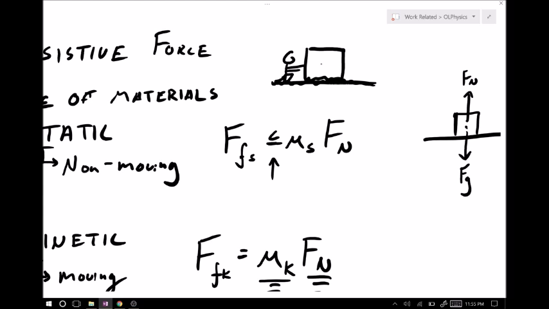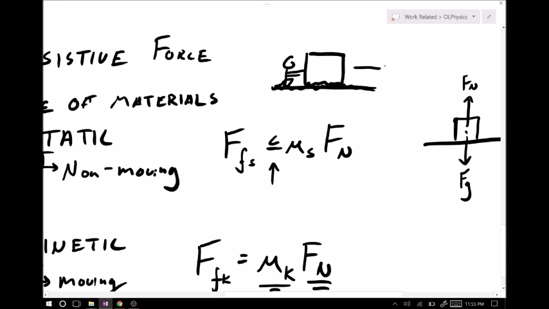But the thing is, the static force has a limit to how high it can go. Once we break that limit, the object begins then to accelerate. And then we switch down to a mu k instead of a mu s. It begins moving. There is a kinetic friction then, not a static friction.